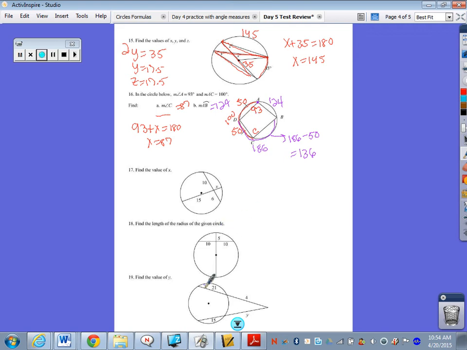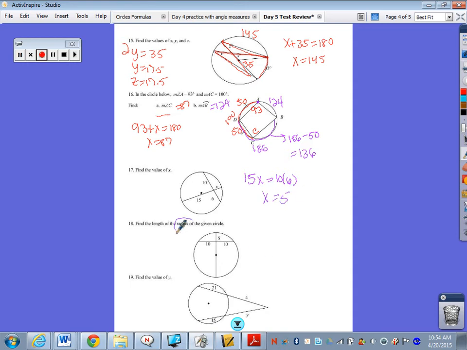Okay, so for 17, now we get into segments, so you have to know your formulas. This is two chords that intersect, so when you do that, it's piece times piece equals piece times piece. So you're going to do 15 times x is equal to 10 times 6, and then you solve it, and you get x to be 5.